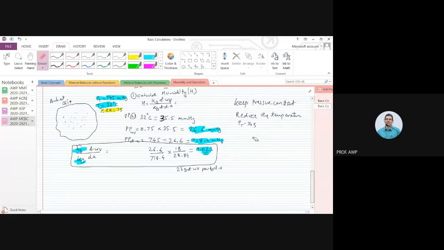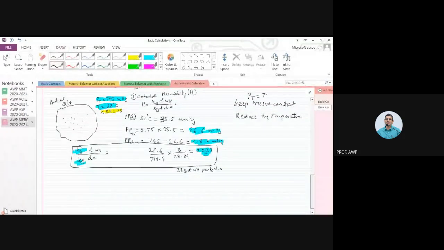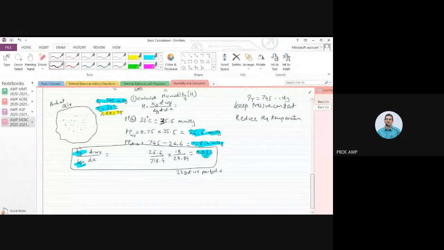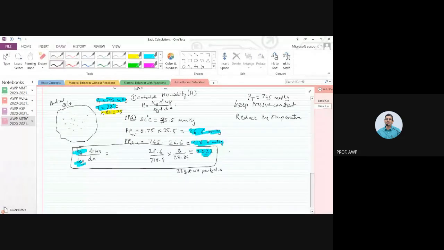Is everybody able to visualize? So pressure remains the same. As I cool, the volume will of course reduce, but I'm not worried about the volume just now. I'm worried about something else. Okay, can we go ahead? Is everybody able to visualize? Yes or no?